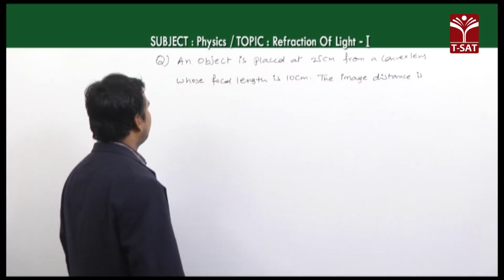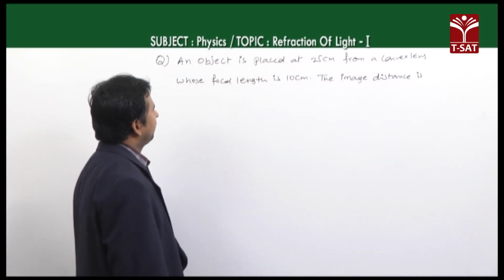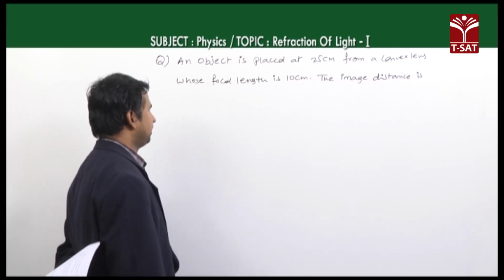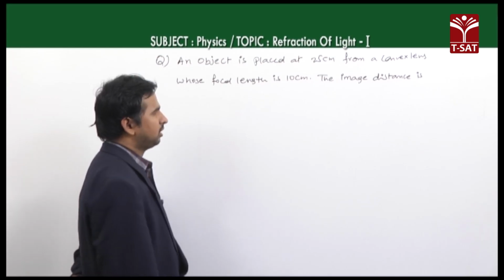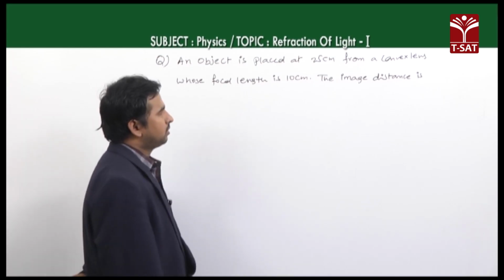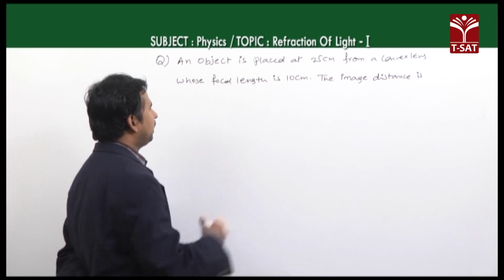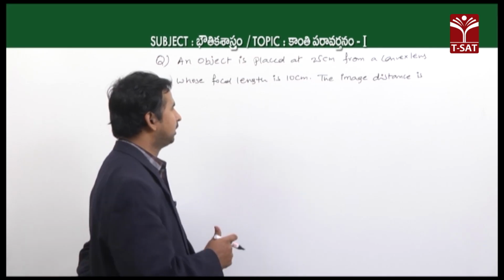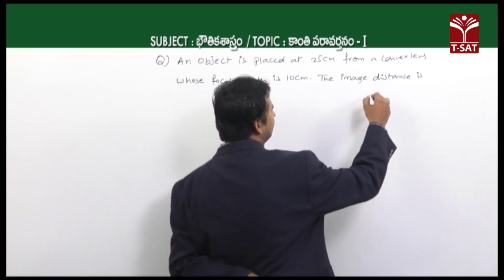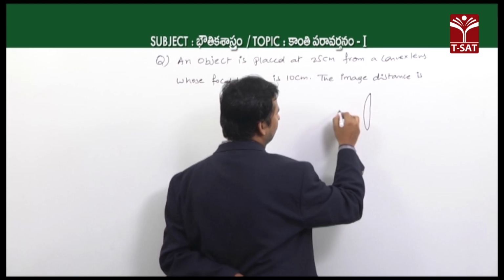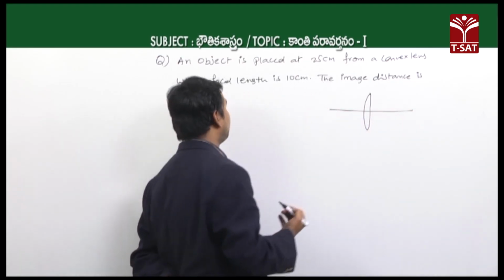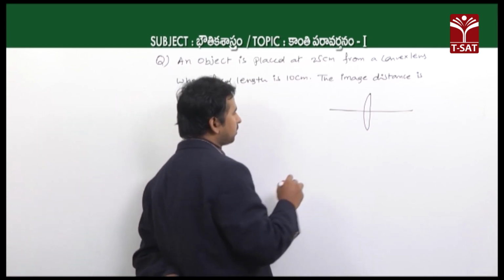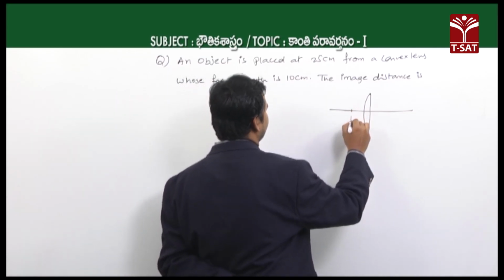Now here we have one more numerical problem. An object is placed at 25 centimeters from a convex lens whose focal length is 10 centimeters. Then the image distance is the question. When you take these types of numericals, first we have to think of a ray diagram. For example, as given, this is a convex lens and the object is placed at 25 centimeters, and the focal length is 10 centimeters.